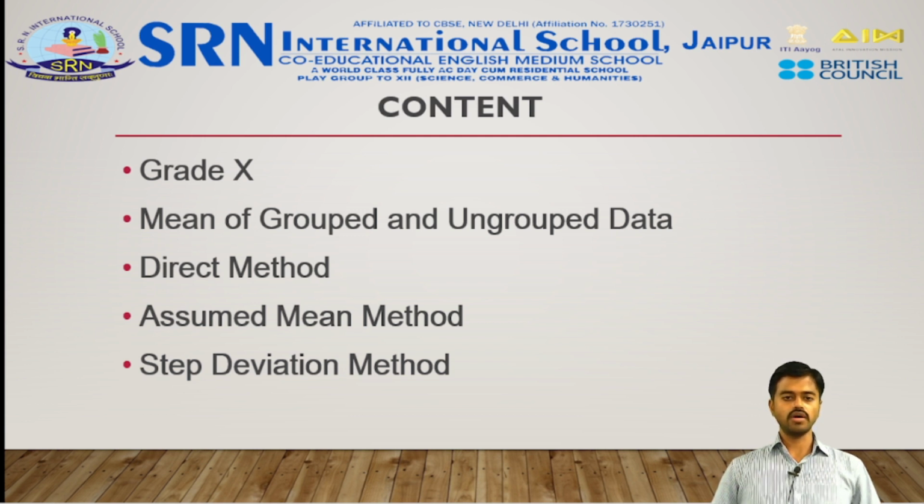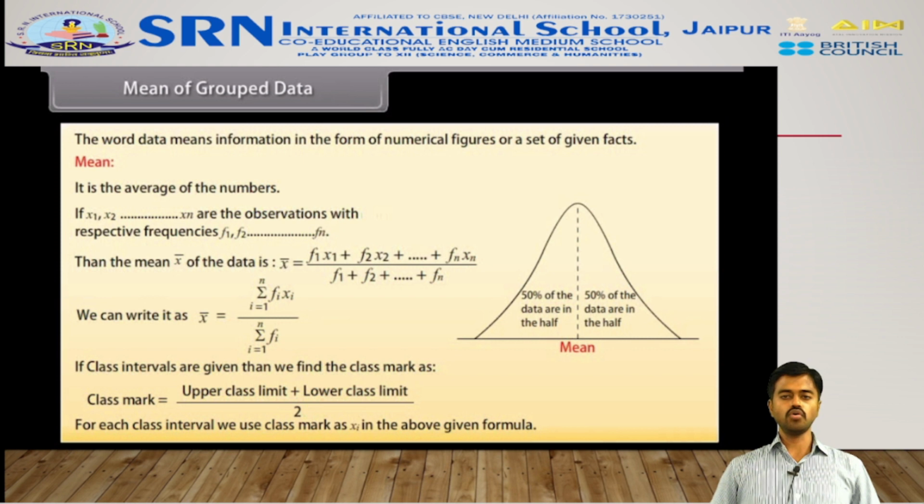So today we will cover the following topics: how to calculate the mean of grouped and ungrouped data with the help of three methods, that is direct method, assumed mean method and step deviation method. Now, mean of grouped data.